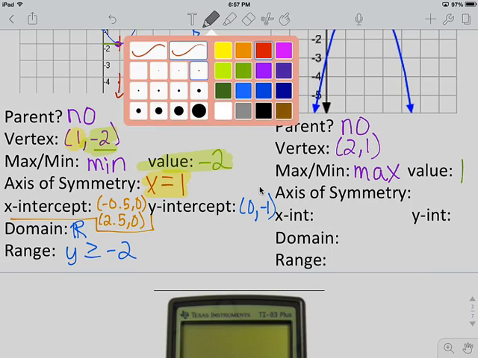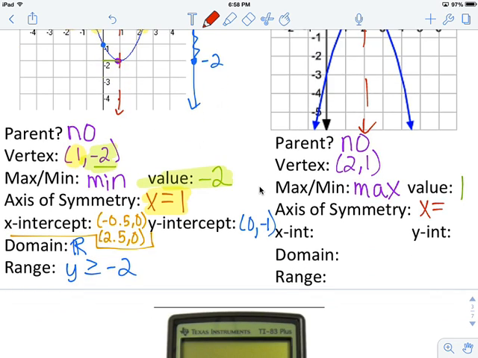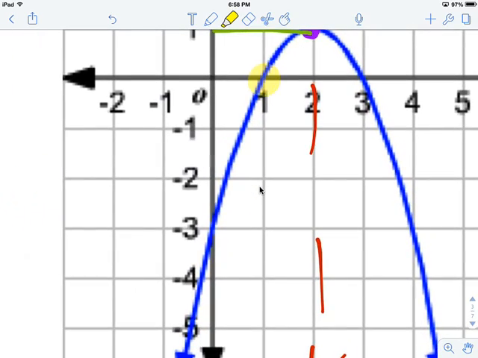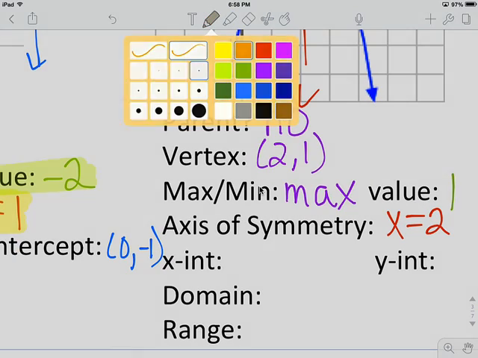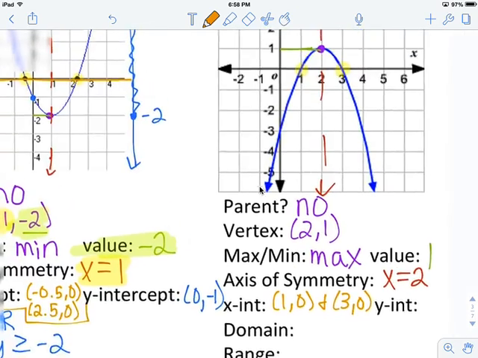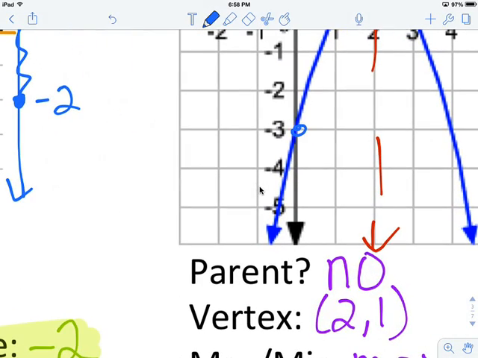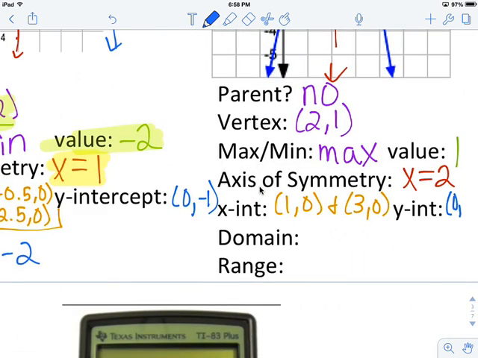The axis of symmetry is the vertical line that goes through the vertex, which is going through 2, so x equals 2. I have 2 x-intercepts right here and right here, so I'm going to label those as 1, 0, and 3, 0. And I have a y-intercept right here at negative 3, so we label that 0, negative 3.